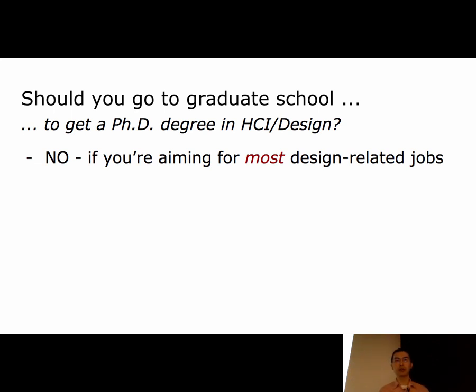So a PhD degree is usually 5 to 7 years. You're usually paid a stipend, right? You're a teaching assistant, you're a research assistant. It is a job, right? So a PhD degree, it's very different than a master's.